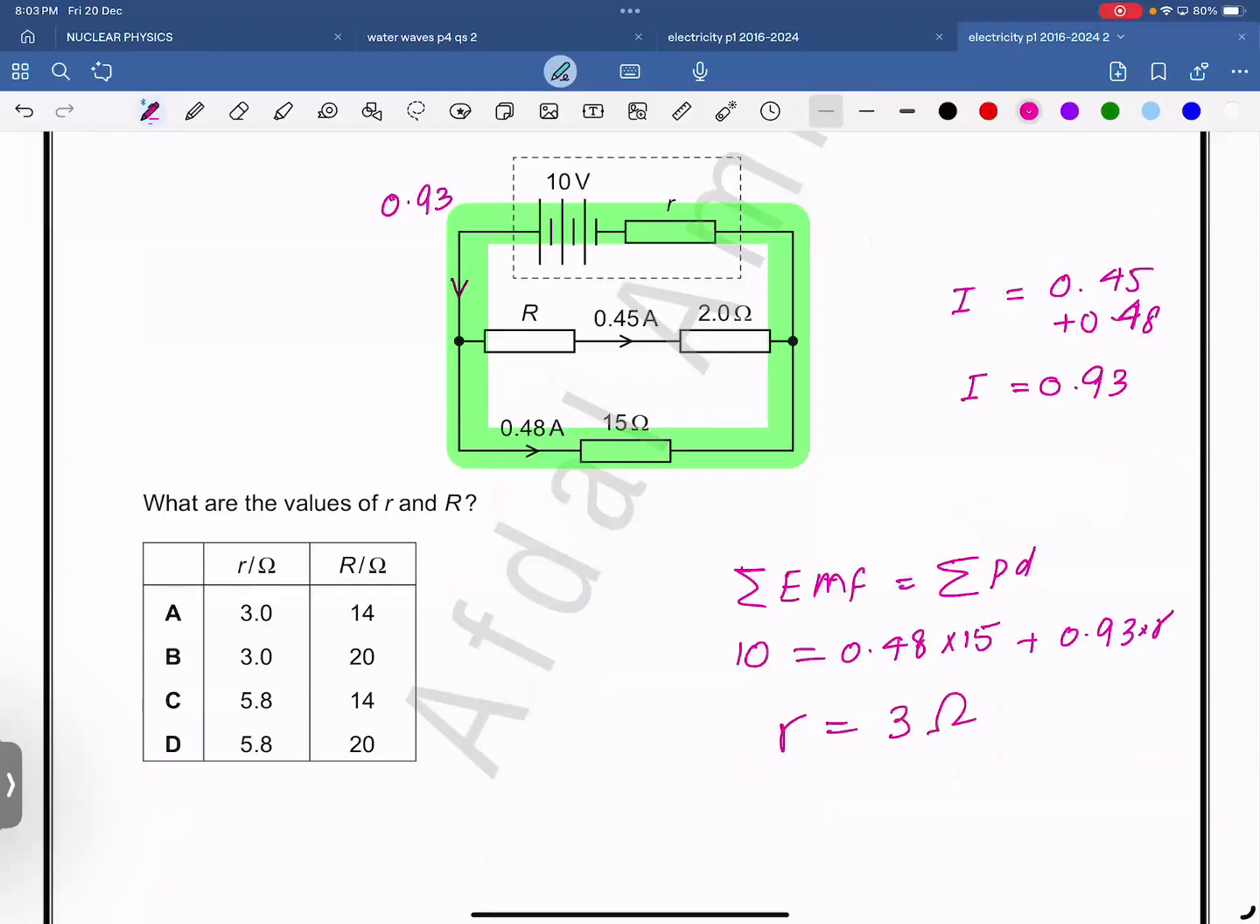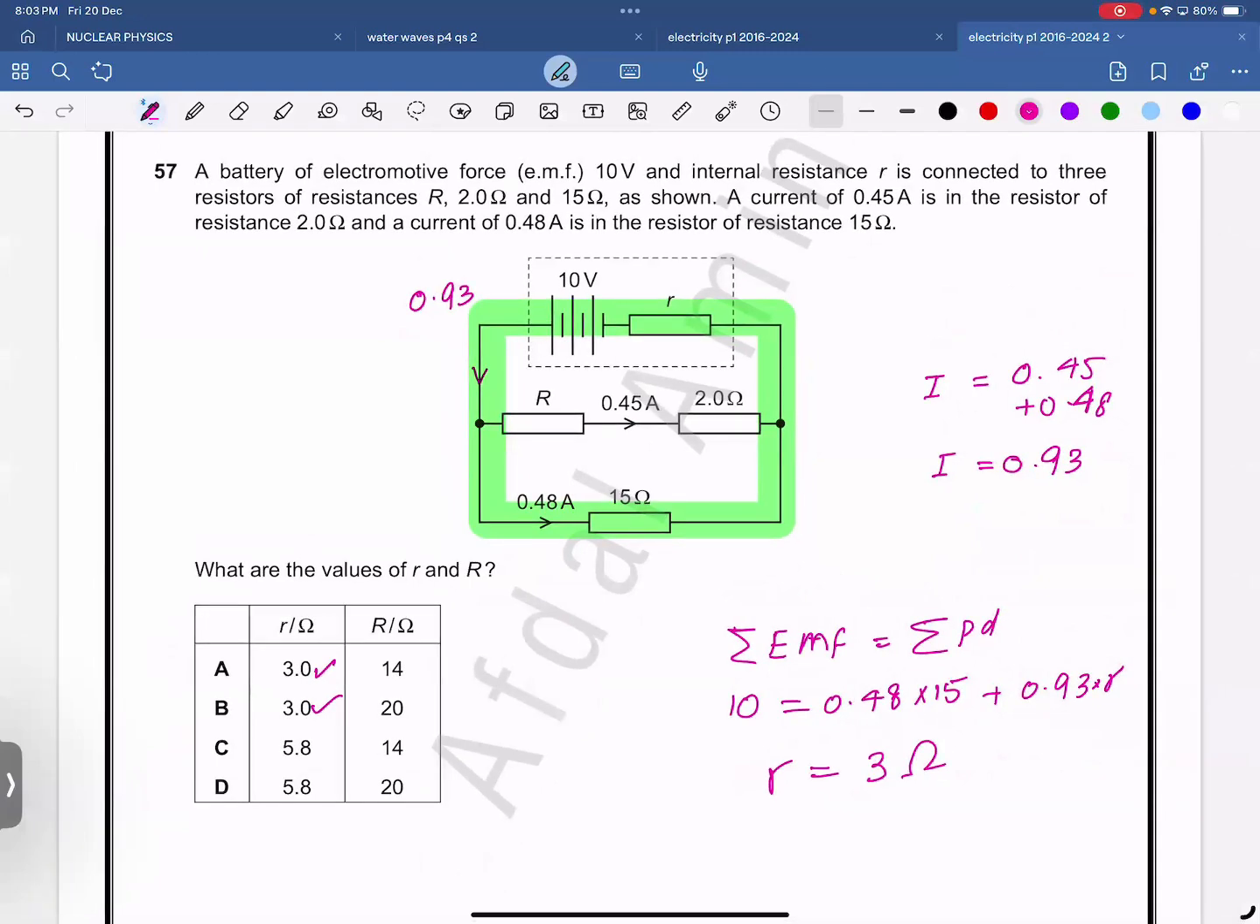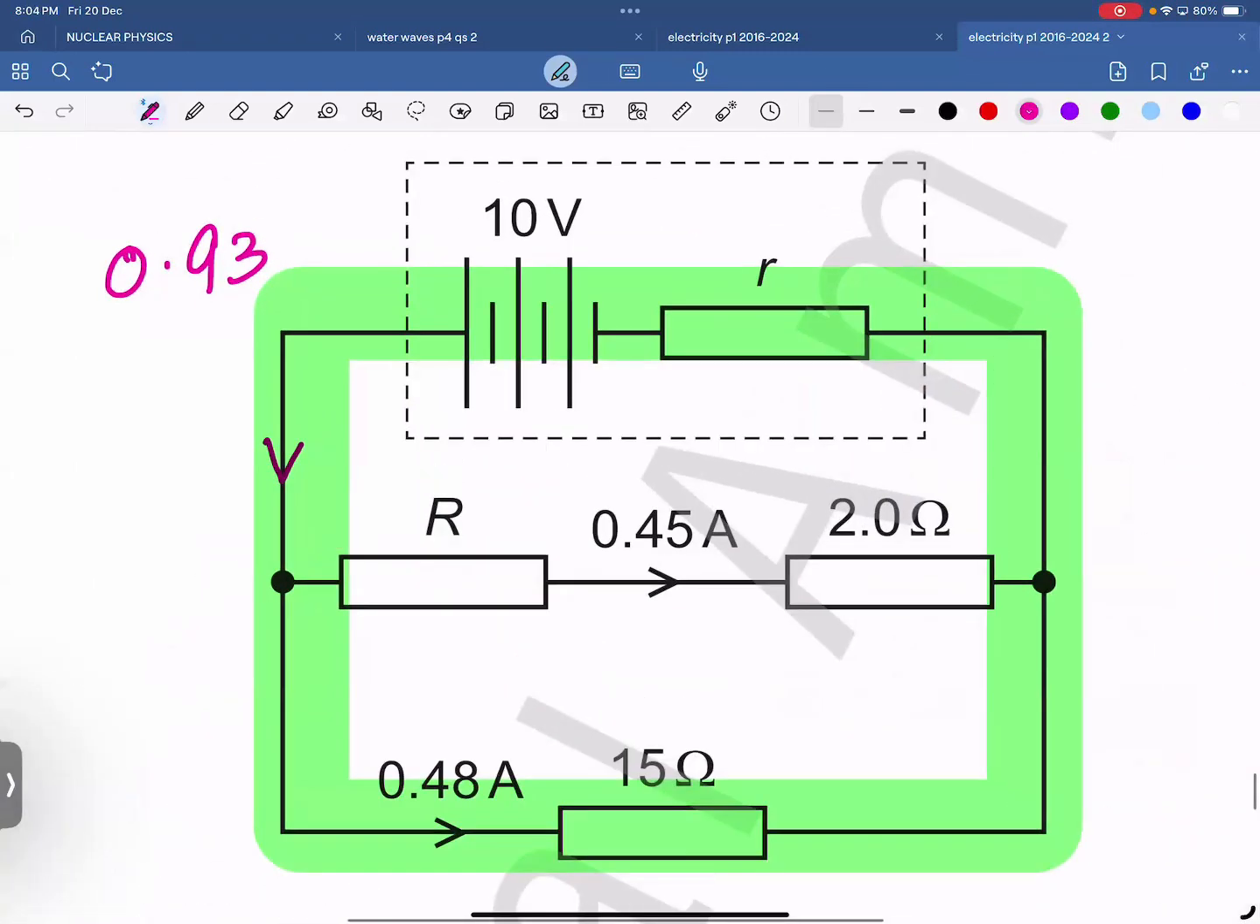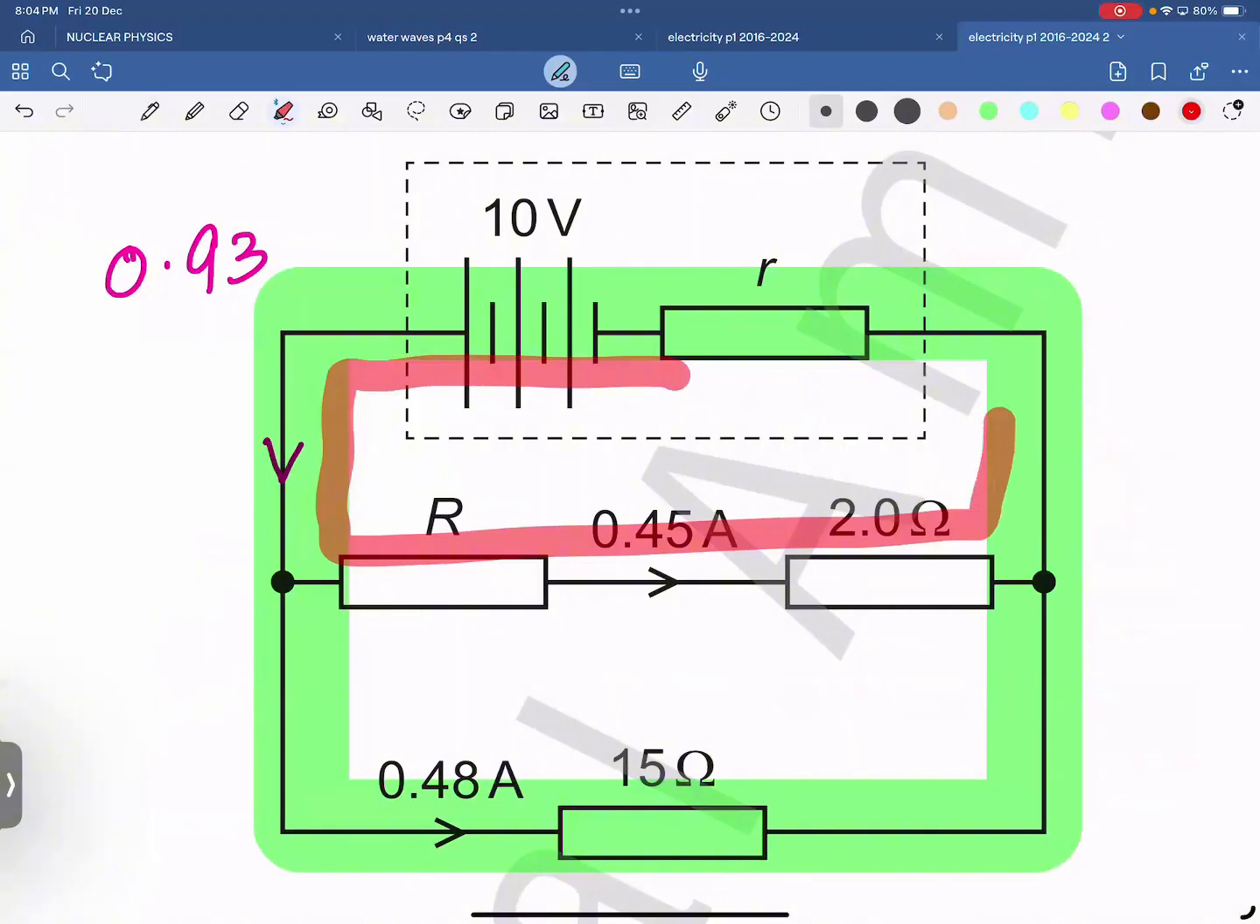Three ohms. Okay, done. Now green loop is done. We will use the other one. Okay, now use the small loop, the upper loop. I'm using this loop now.